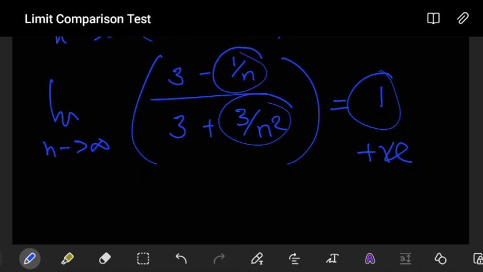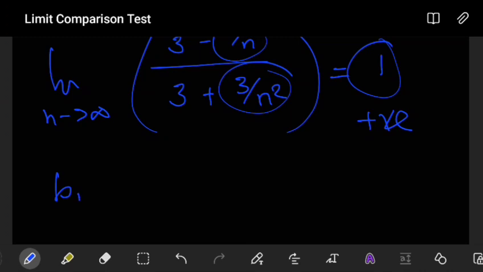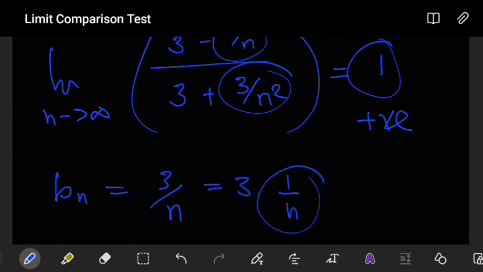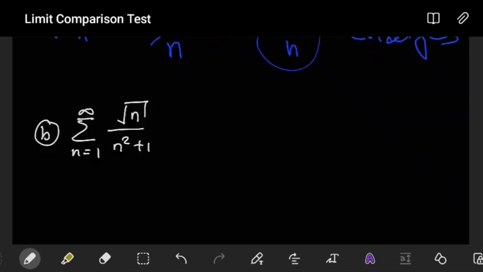So again, when you look at our bn, this is equal to 3 over n, and this we can actually write as 3 times 1 over n. So the convergence of this can be discussed again based on the p series. So based on the p series, we can still conclude that this expression diverges. Since this diverges, even our an diverges. So we see here, regardless of what you would have picked, you would have still ended up with the same conclusion.